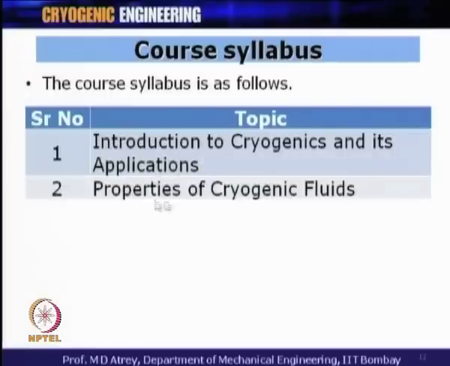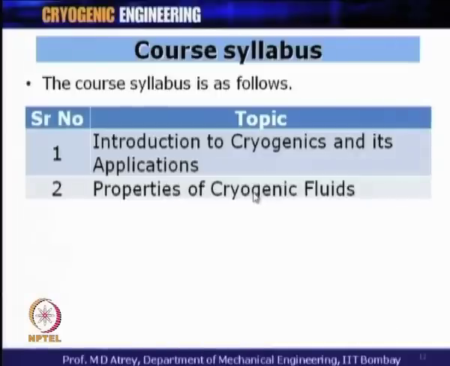The next topic is Properties of Cryogenic Fluids. There are different cryogenic fluids, also called cryogens. For example, we have liquid nitrogen, liquid helium, liquid hydrogen, liquid neon, liquid oxygen, etc. All these are normally called cryogens, and they have very specific properties associated with them. For example, liquid nitrogen has its own properties, like its boiling point, its density, and its latent heat. All these form very important characteristics of liquid nitrogen.